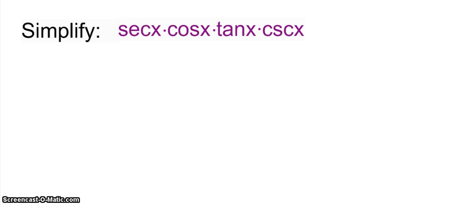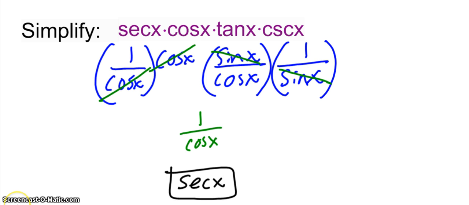So I want you to simplify this. Pause the video, simplify, unpause when you're ready to discuss. Okay, so hopefully for this you ended up with secant of x as your simplified answer. How do we come up with that?